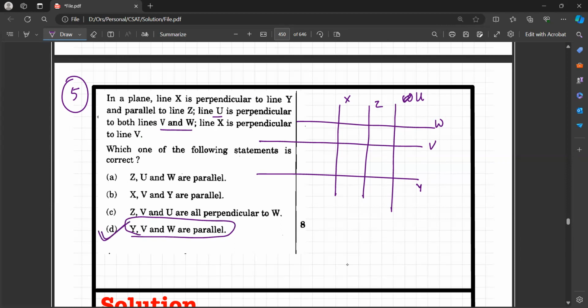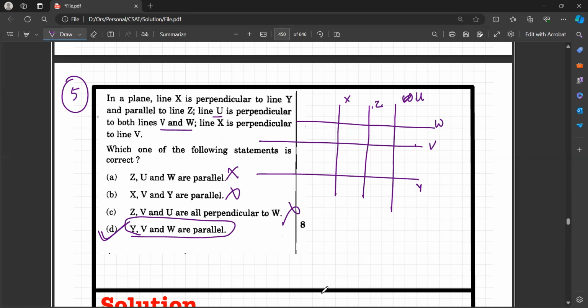The answer would be D. Got it? You can see Z, U, W are not parallel. Z is parallel to U, but is perpendicular to W. So this is wrong. X, V, Y are parallel. X is perpendicular to V. This is wrong. Z, V, U are all perpendicular to W. No, V is parallel to W. So this is also wrong. The answer would be D. Clear?